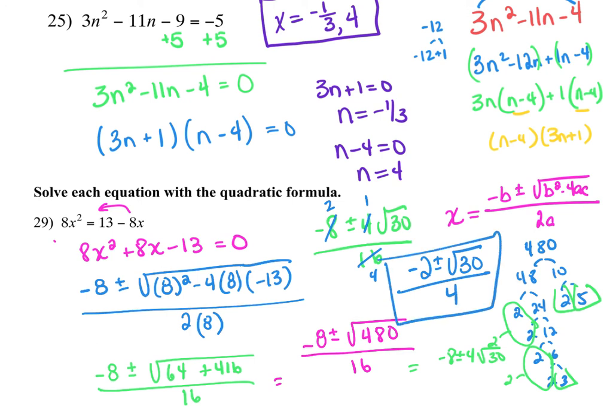I will also take it if you split it up. Negative 8 over 16, negative 1/2 plus or minus square root of 30 over 4. So I'll take it both ways. If you want to split it as two different fractions and reduce, or if you just want to reduce out of everything, as long as you reduce correctly.